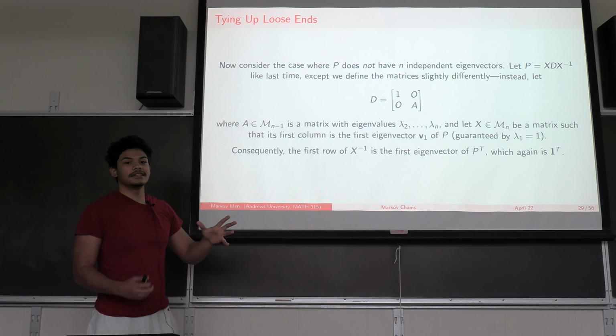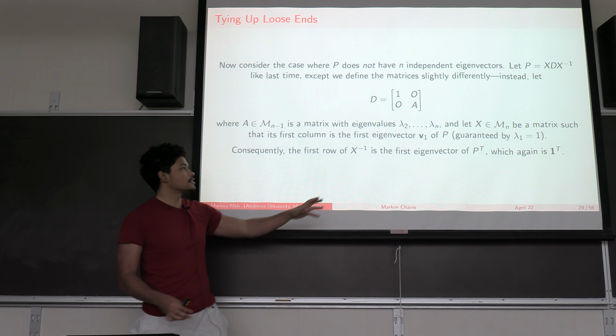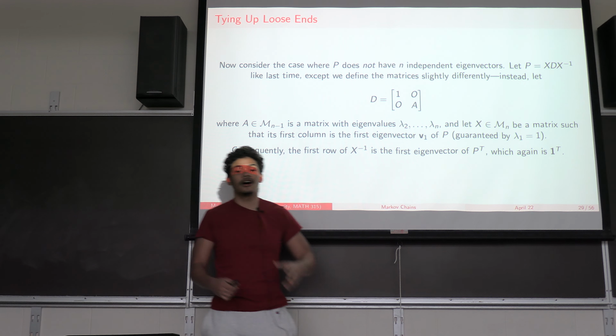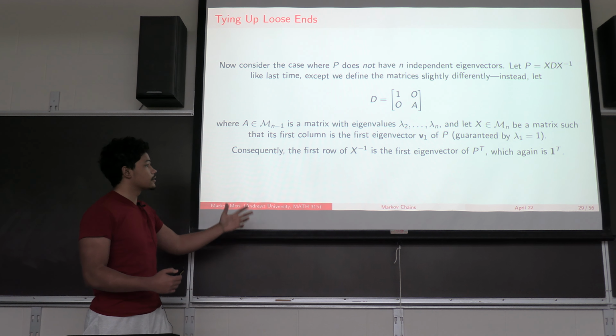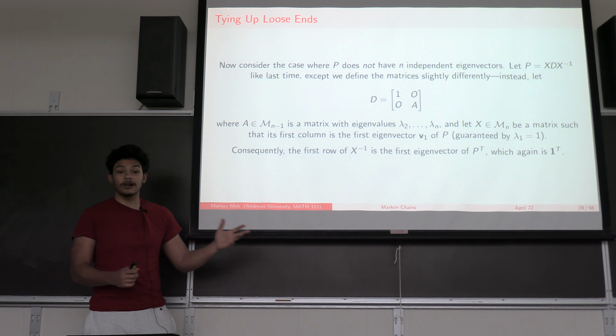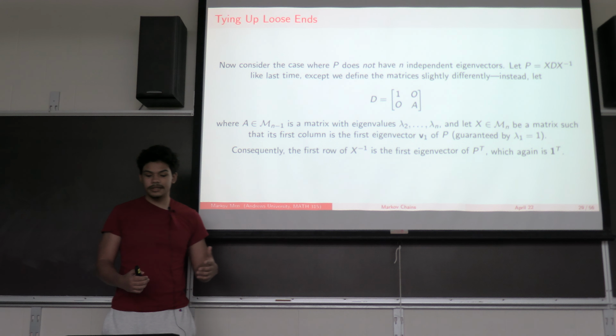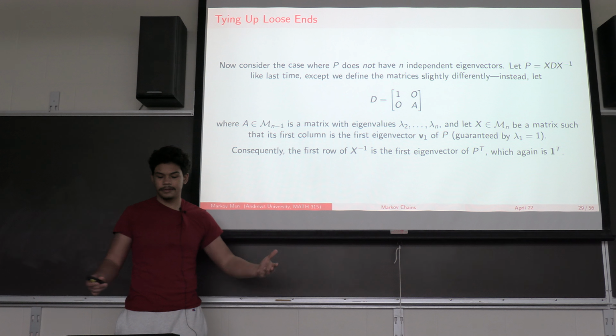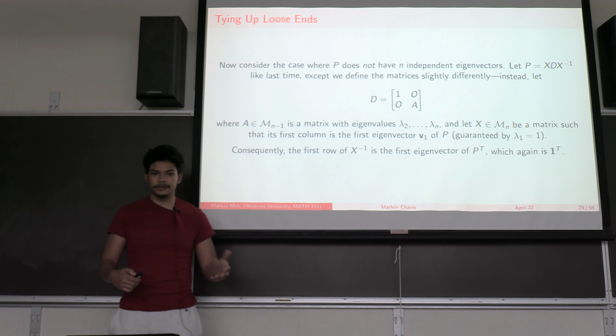So we know then that since our first eigenvalue is 1, our first column for P is again going to be this eigenvector V1. And likewise, the first row for X inverse is going to be the first eigenvector of P transpose, which we saw last time, which again was 1 transpose.